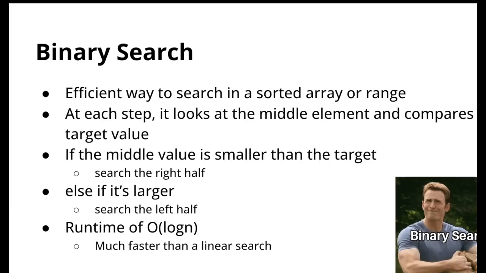And then if your target value is less than the middle element, then you would search the left half. If it's larger than your middle element, you'll search the right half. And this is a lot more efficient than doing a linear scan over your array or whatever thing you're trying to search. And it reduces the time complexity to O of log n. And it's much faster than linear search.